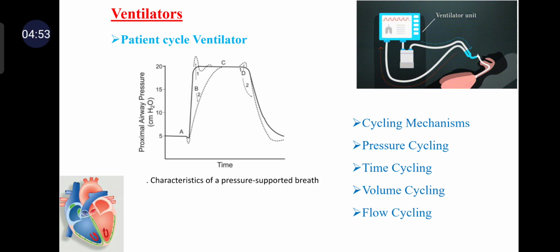The termination of pressure support occurs at point D and should coincide with the end of neural inspiration. If the breath termination is delayed, the patient may actively exhale, that is the pressure rises above the plateau, which is D1. If the breath termination is premature, the patient may have a continued inspiratory effort, D2. So these are the concepts of flow cycling. This is the idea behind the patient cycle ventilator.